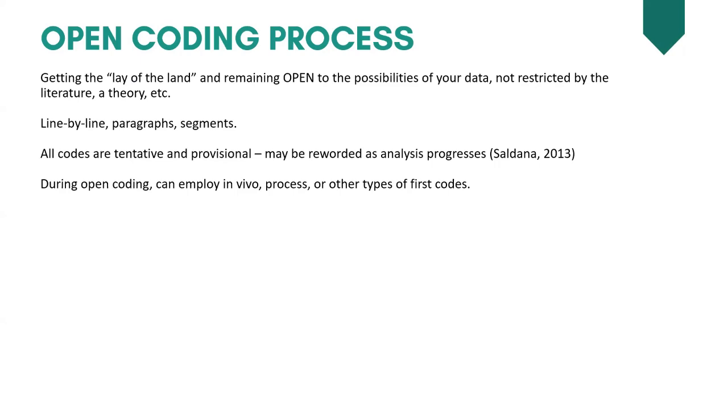Now, this is going to be line by line, paragraphs, segments. At the end of the day, you're just working your way through the different documents that you've got. Now, all codes are tentative and provisional. So you might find that you need to reword them. We used an example of security before, the one that I copied out of the textbook. The code was security. We may find that that's not the best way to describe that.